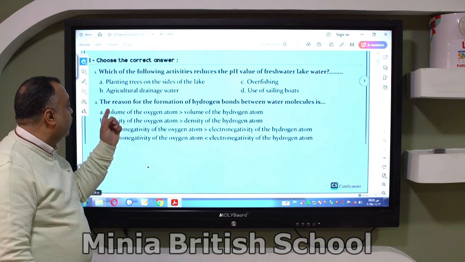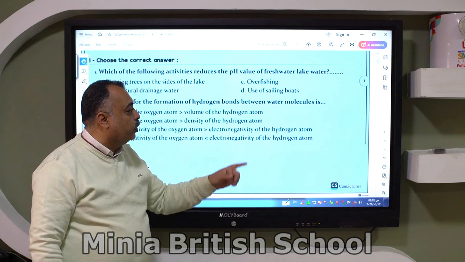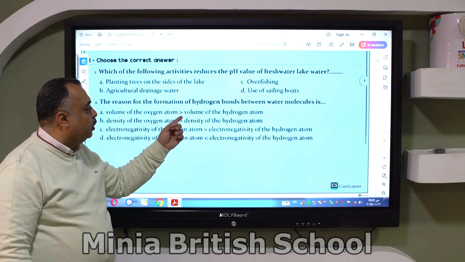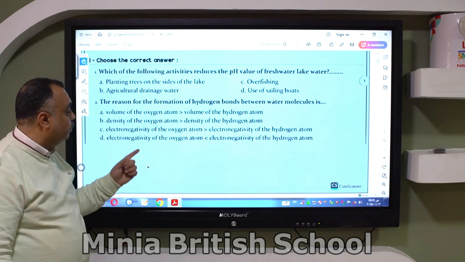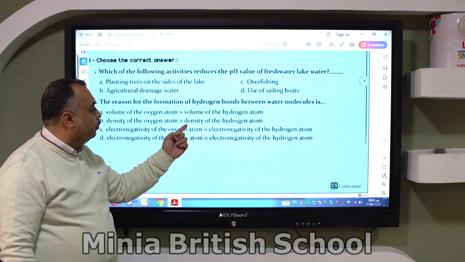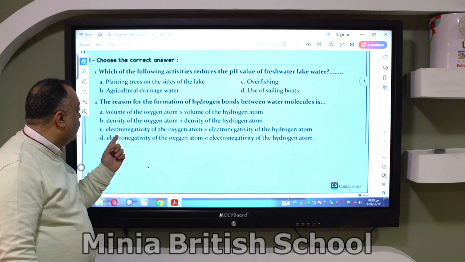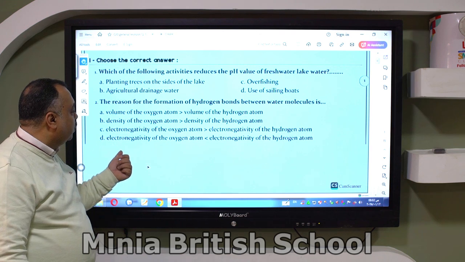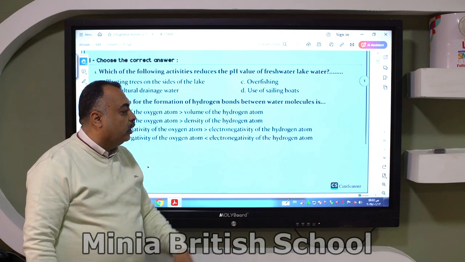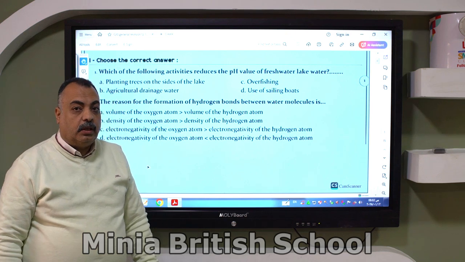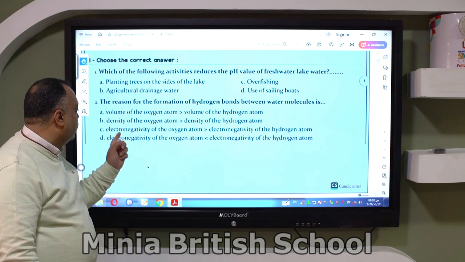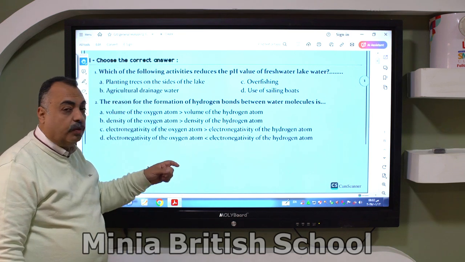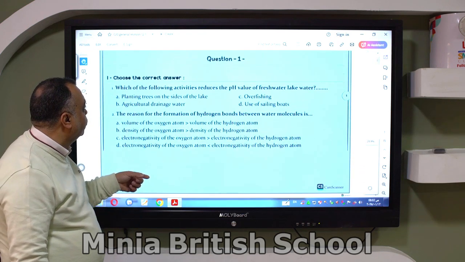Second question. The reason for the formation of hydrogen bonds between water molecules is: volume of oxygen atom greater than volume of hydrogen atom, density of oxygen atom greater than density of hydrogen atom, electronegativity of oxygen atom greater than electronegativity of hydrogen atom, or the electronegativity of oxygen less than electronegativity of hydrogen. Take your time. Yes, of course, C. Electronegativity of oxygen atom is greater than electronegativity of a hydrogen atom. Next question.